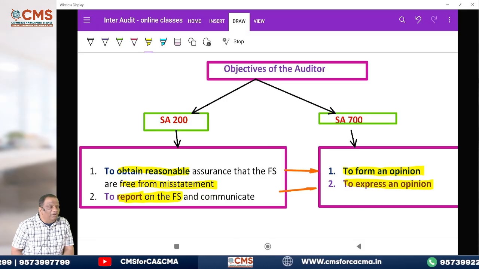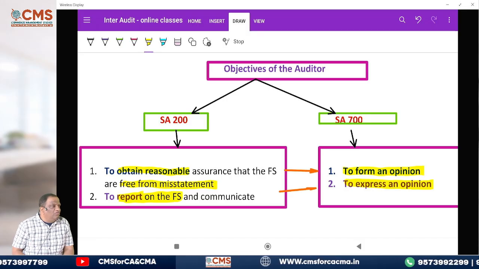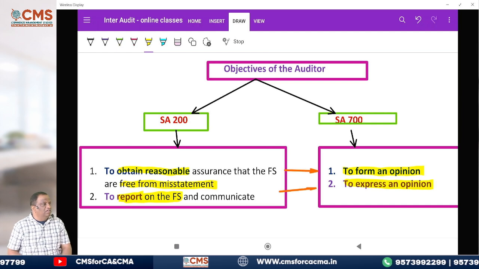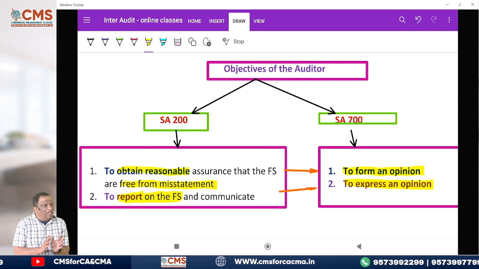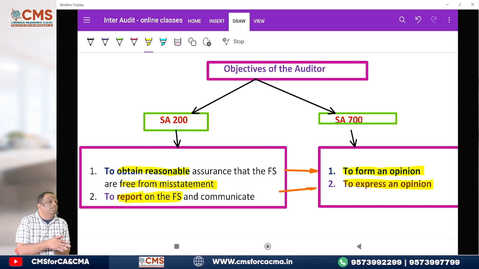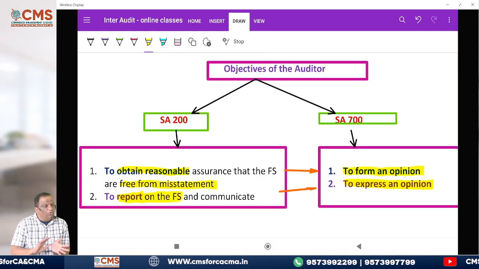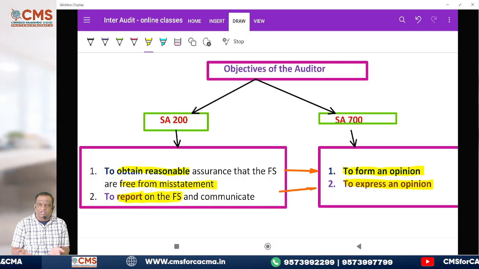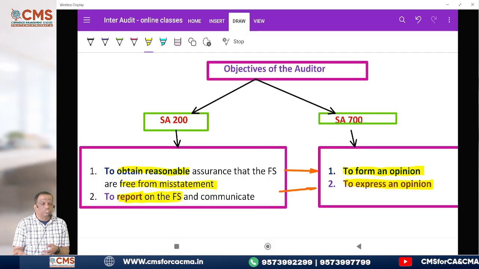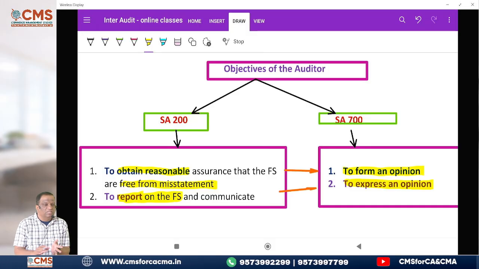When I say to form an opinion, what opinion are you forming? Again, on the left hand side, I am forming an opinion that the financials are correct. That is what you put in a slightly indirect speech. Financials are free from misstatements. So they don't have misstatements, meaning they are correct. And express opinion is in the form of report. So this is what it is.